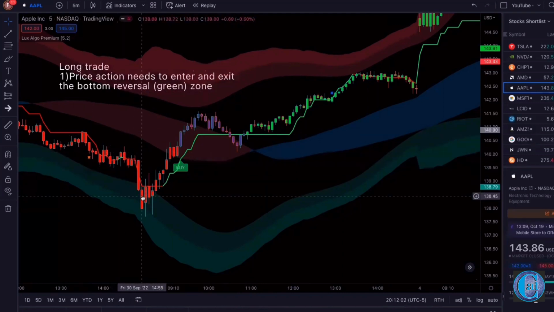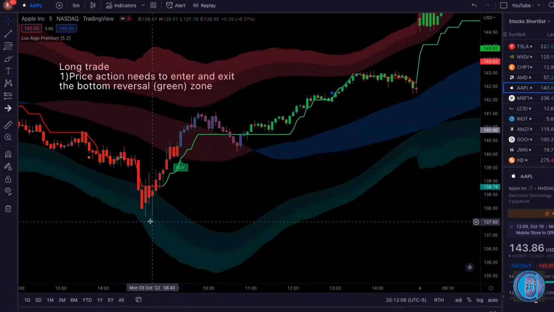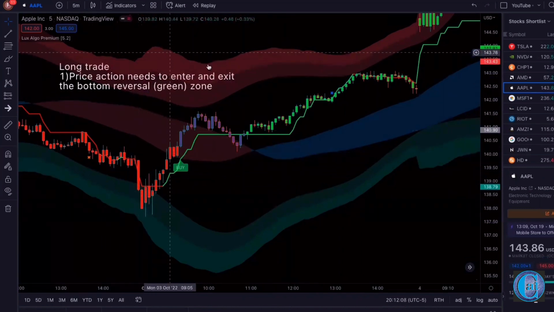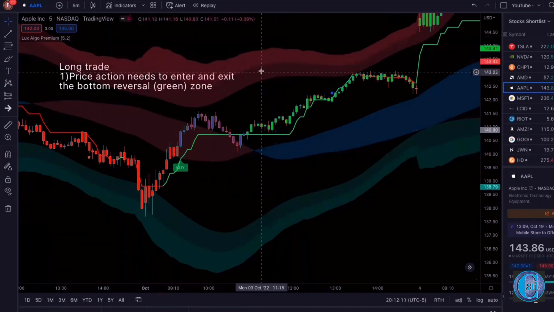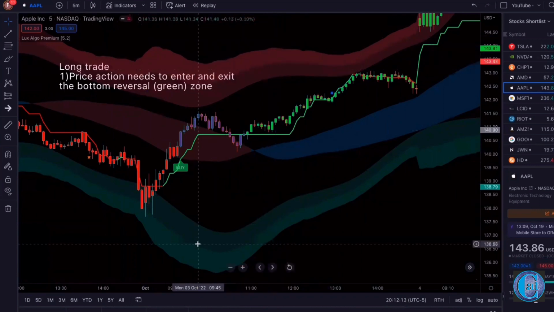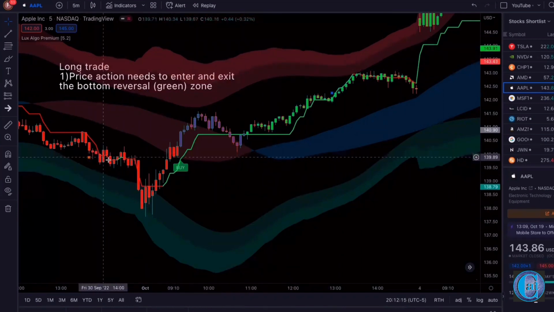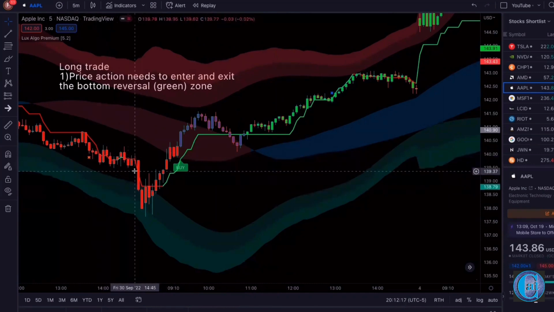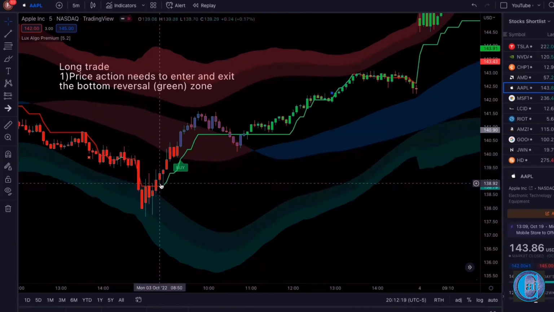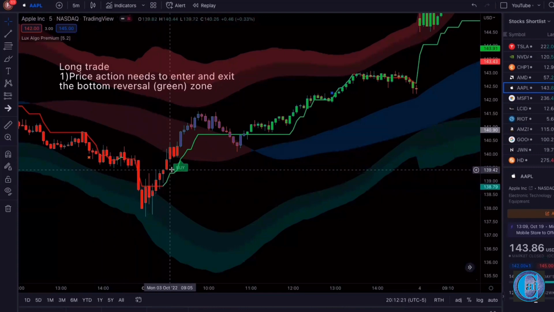So you see how the price action hit that reversal zone? This is the EQ cloud. This is the reversal zone. The red right up here, that's a reversal zone. This is the reversal zone at the bottom. So for a long trade, you want to wait until the price action hits that reversal zone and exits the reversal zone. So there's a bounce out.